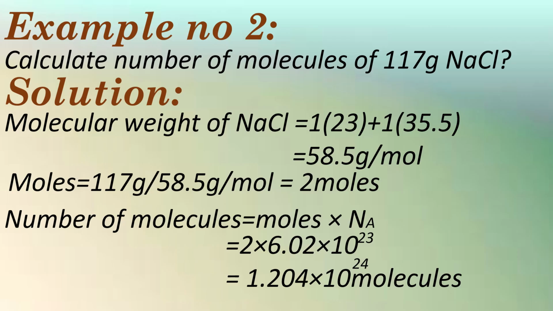Now we have to find the number of molecules. We will apply the formula: number of molecules is equal to moles into Na. Na is also called the Avogadro number. It has a fixed value, 6.02 exponent 23. So we will write 2 moles into the Avogadro number, 6.02 into exponent 23. After solving, the number of molecules of NaCl is calculated to be 1.204 exponent 24 molecules. So this Avogadro number is a constant value.